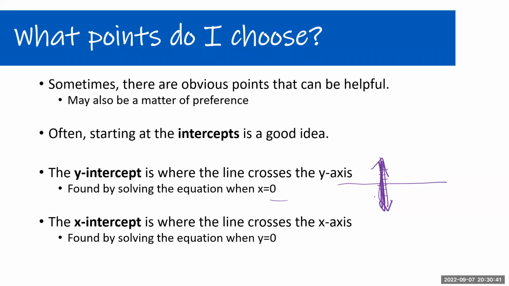Now you can find the x-intercept, which is where it hits that horizontal line, okay, by letting y equals 0 and solving for x. So now we're working backwards, you can kind of say, because we're not going up or down from that axis. It's just going to be when y equals 0.